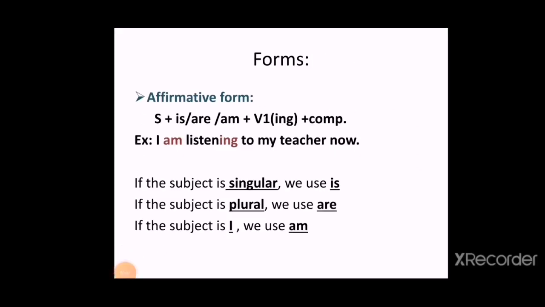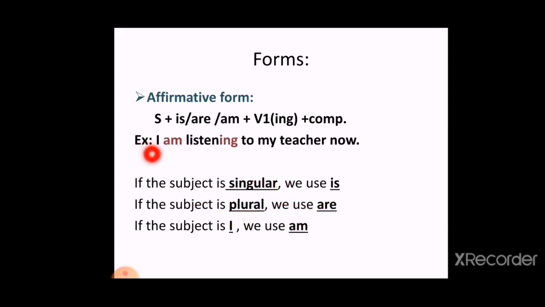Let's move to the forms. Each tense has 3 forms. Let's start with the first form, the affirmative form. What's the form of the sentence in the present continuous? As usual, we start with the subject, is, are, am, plus verb 1 with ing plus complement. Look at the verb to be. We have is, are, am. How can we choose one of them? It depends on the subject. If the subject is singular, مفرد, we use is. If the subject is plural, جمع, we use are. If the subject is I, we use am.